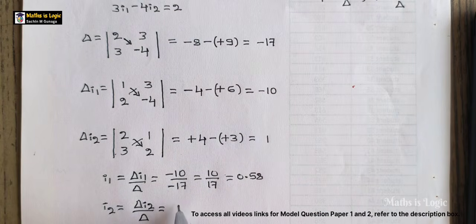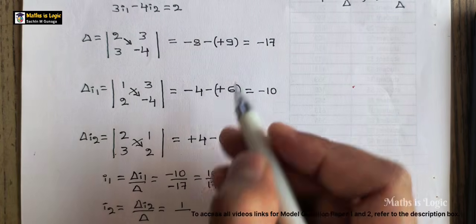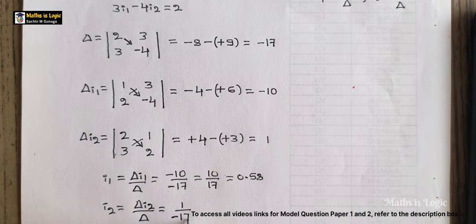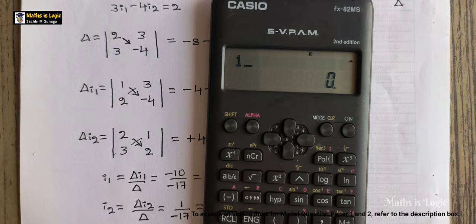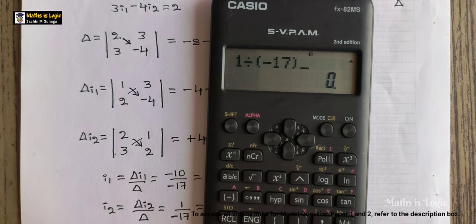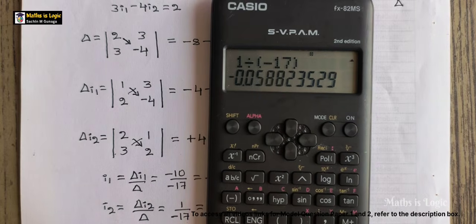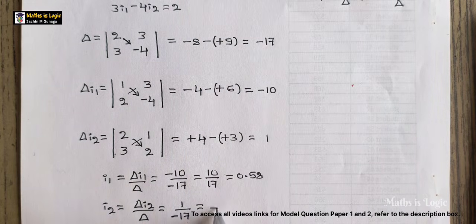Delta I2 is 1 divided by the delta value, minus 17. Therefore, 1 divided by minus 17. Let's keep it in brackets. 1 divided by minus 17. So the answer is minus 0.05. So this I1 value is 0.58, and the I2 value is minus 0.05.